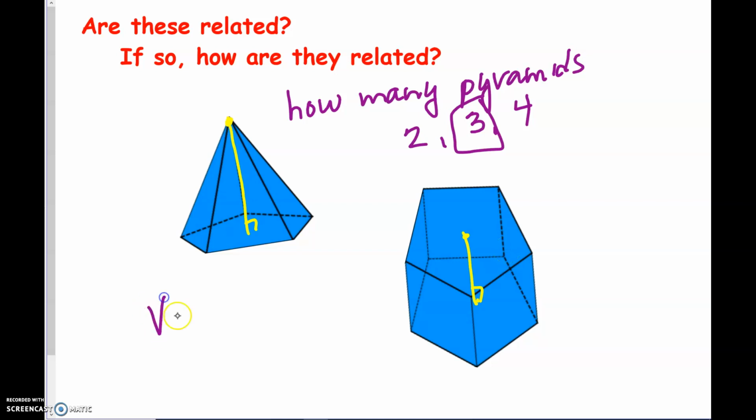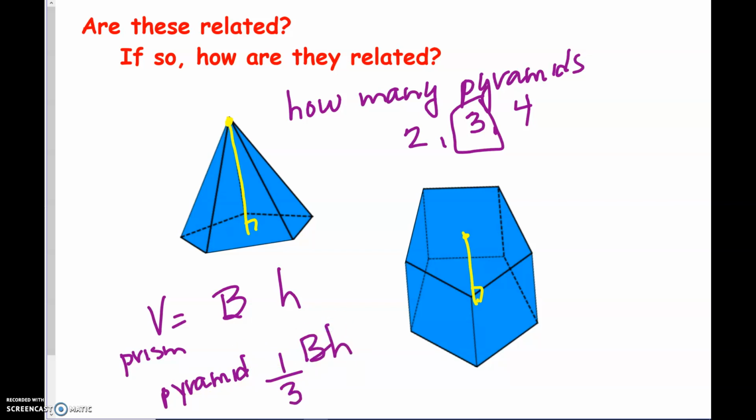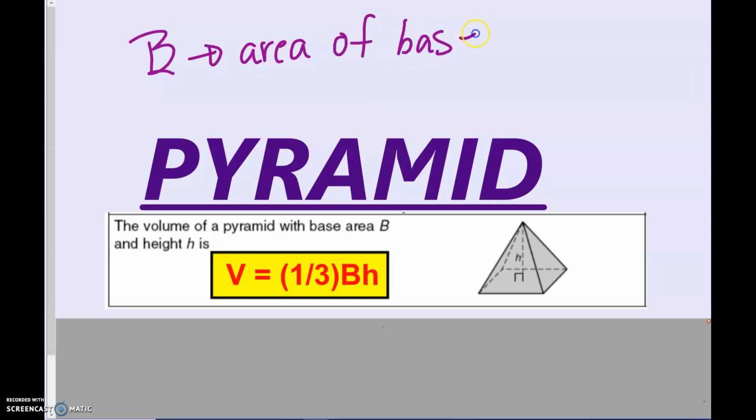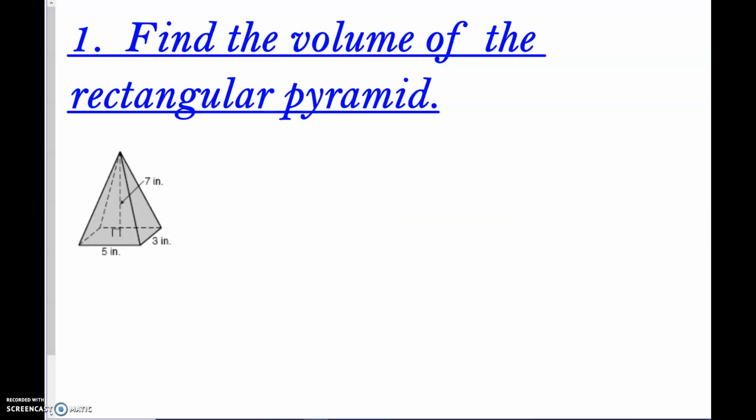So if the formula for the volume of a prism is the area of the base times the height, the difference to go to the pyramid is that we're going to take 1/3 of that formula. Remember that capital B stands for the area of the base, and the height is the height of the figure, starting at the vertex and going down perpendicular to that base.